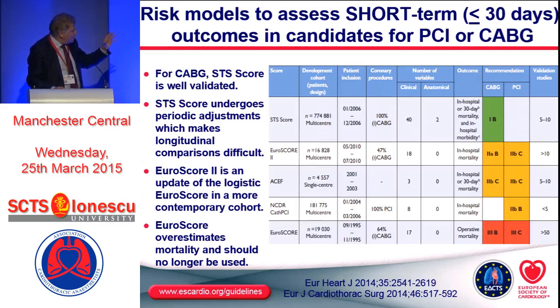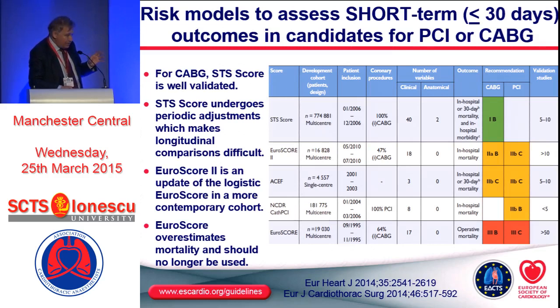What we can briefly summarize here is that for CABG, the STS score is probably the best score. It is well validated. About 95% of patients having CABG are included, even if it's on a voluntary basis in the US. Well, it does undergo periodic adjustments, making sometimes longitudinal comparison difficult.